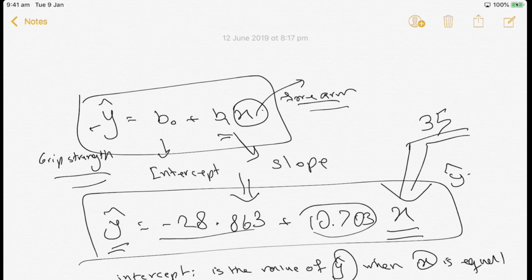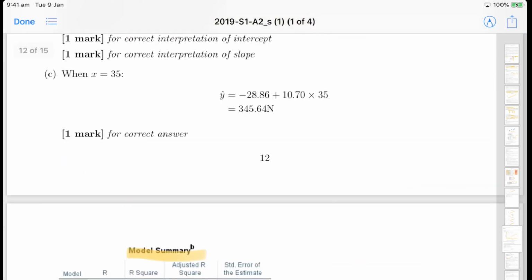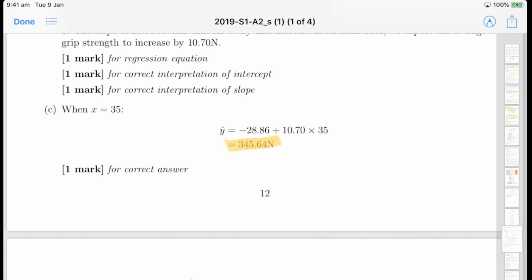The y hat, what is it? We've got in here. That would be 345.64 Newton. That's it.